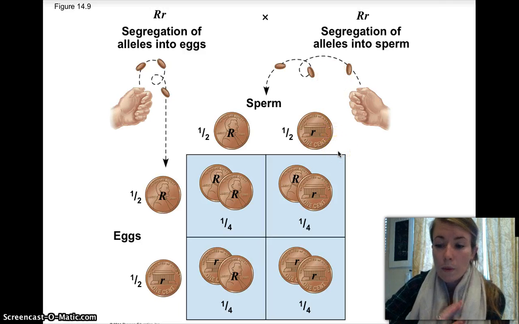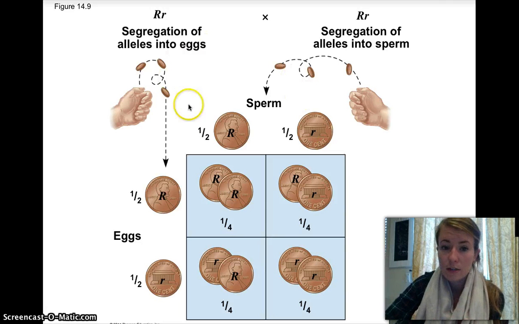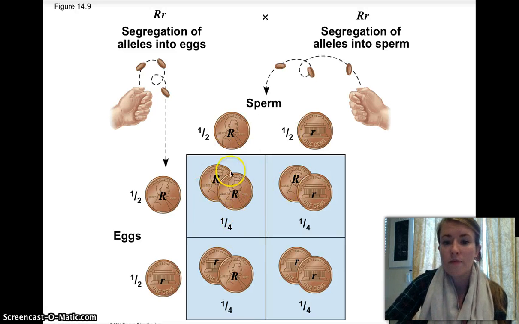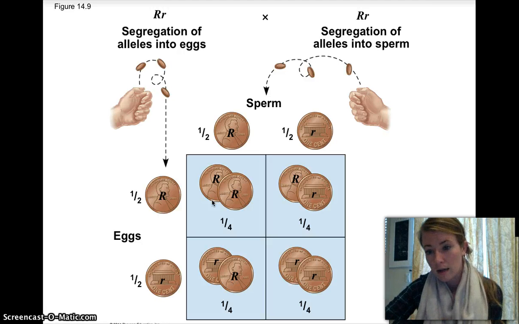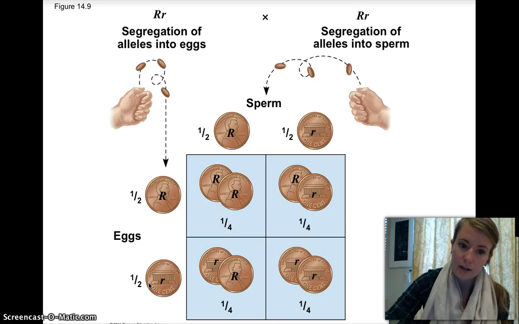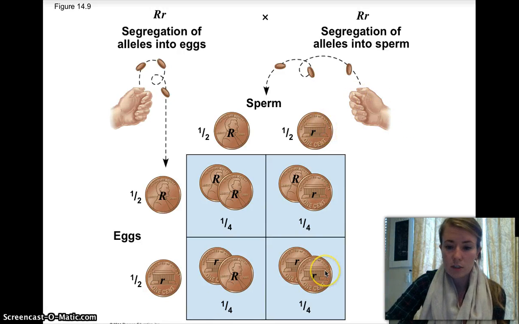So the multiplication rule says that you multiply these if the events are happening together. What are the chances that you're going to get big R, big R? Well, it's a half chance you're going to get it up here, a half chance you're going to get it up here. So the chance together, you multiply them together. Half times half is 1/4. So 1/4 of the offspring are going to have big R, big R. What are the chances you're going to get little r, little r? Well, there's a half chance you're going to get little r from your mom, half chance you're going to get little r from your dad. So the chances are half times half, which is 1/4.